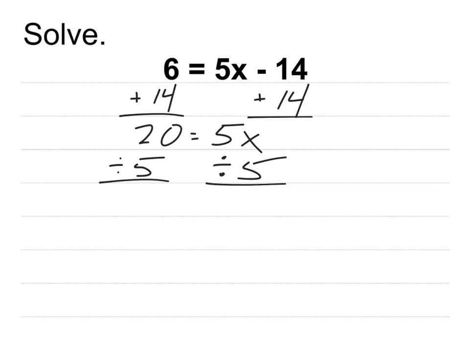All right, so 20 divided by 5 gives me 4 on the left side, x on the right side. Is it okay for the x to be on the right side? Yep, we can go ahead and stop there. You do not need to force the x onto the left side.